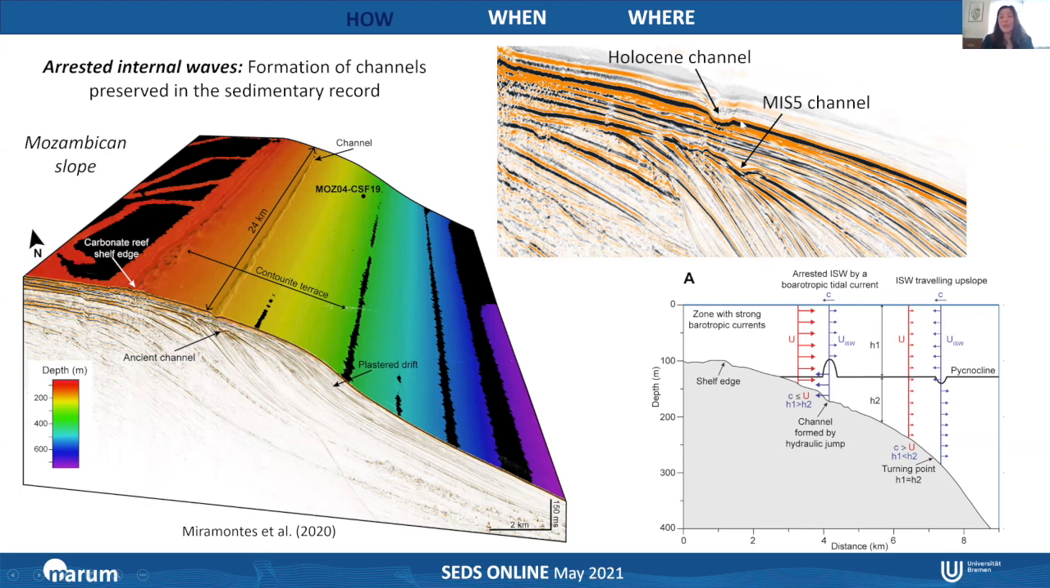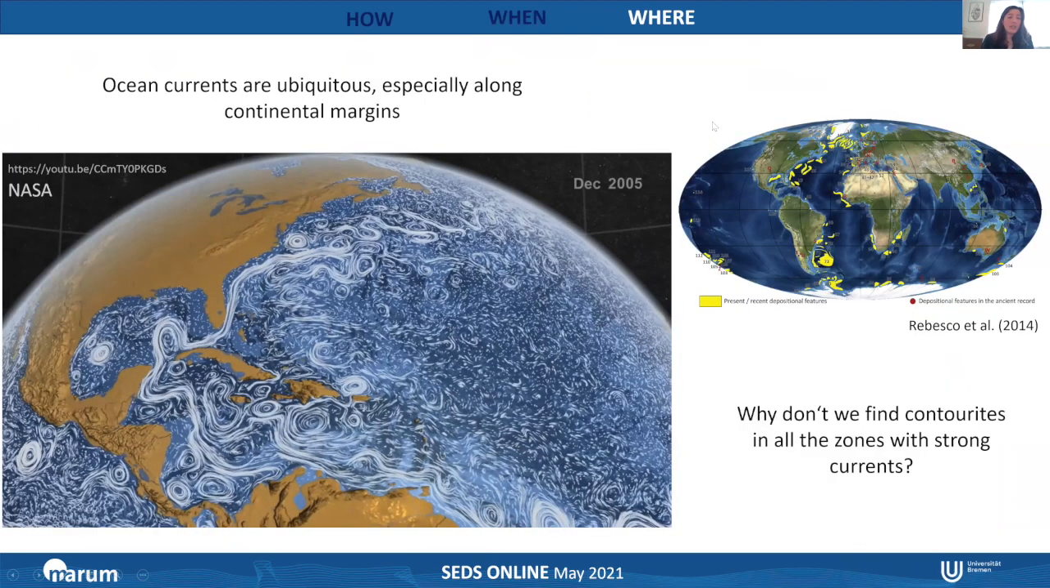And we found them at the present seafloor, but we can also find them in the subsea floor, and this corresponds to the previous sea level heights. So the currents are everywhere.